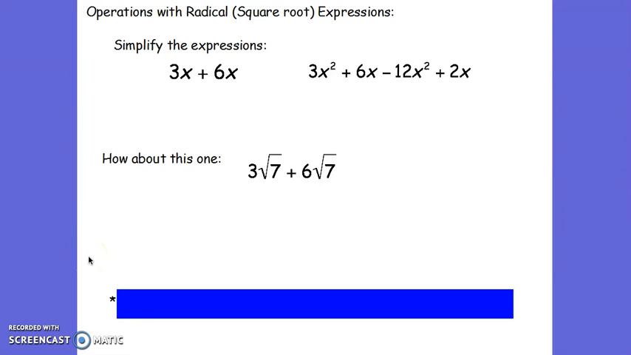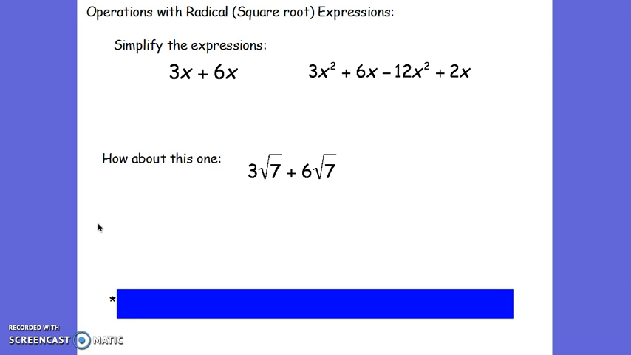Alright, this video is meant to help you understand how to simplify radicals when you're dealing with addition and subtraction. Basically, if you had a problem like the one at the bottom here, 3 root 7 plus 6 root 7, how do we deal with that? How can we simplify that, or basically add the two terms together? What's required are essentially like terms.